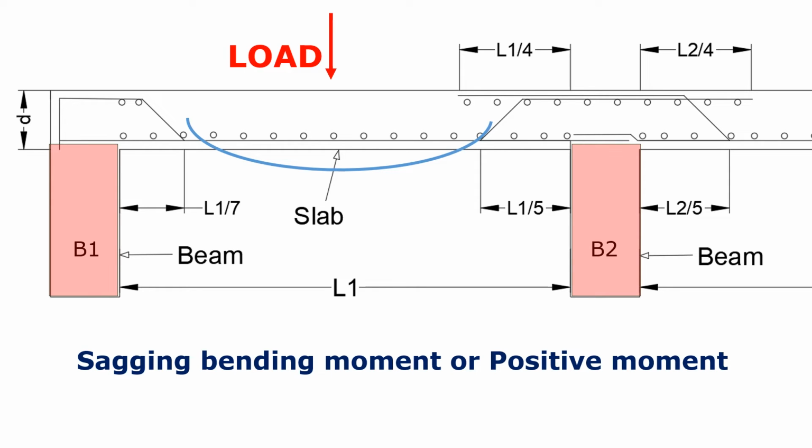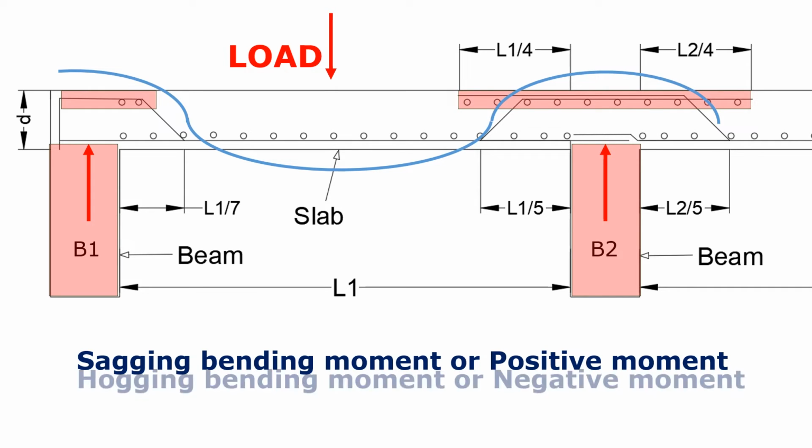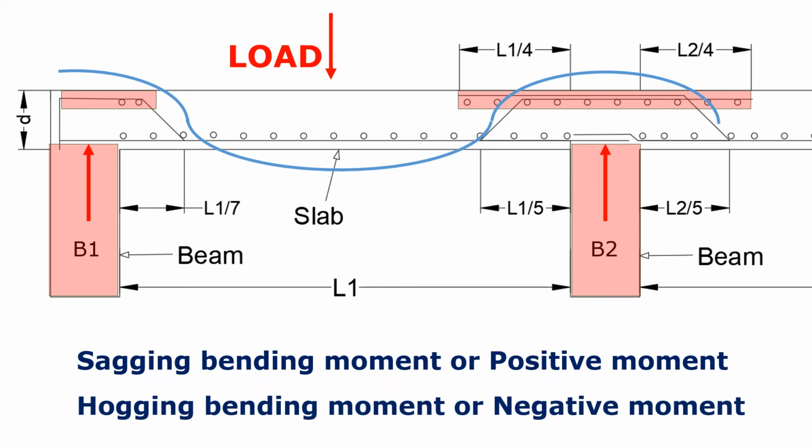Hence, the column and beam will also exert an upward force to resist the external load applied on it. Hence, in the highlighted portion, the slab will bend in the upward direction. This upward direction is known as hogging bending moment or negative moment.